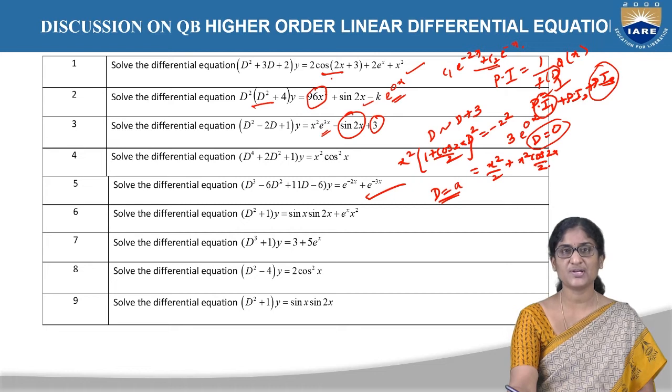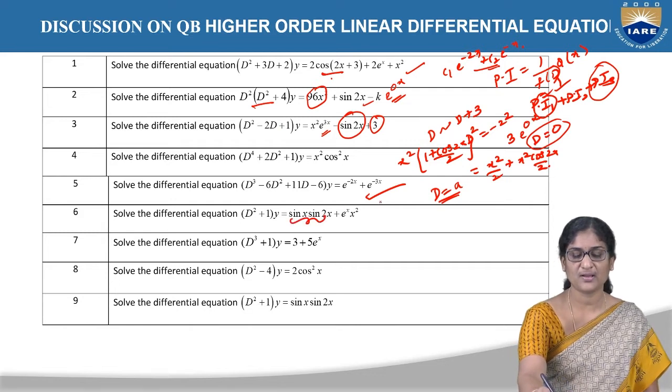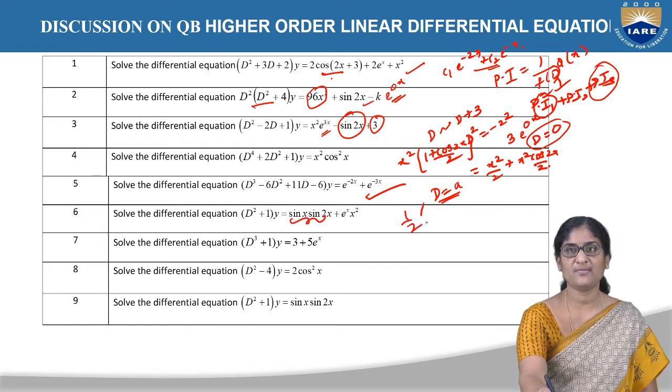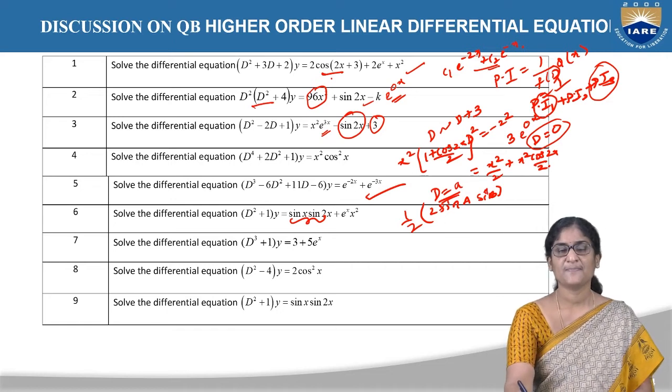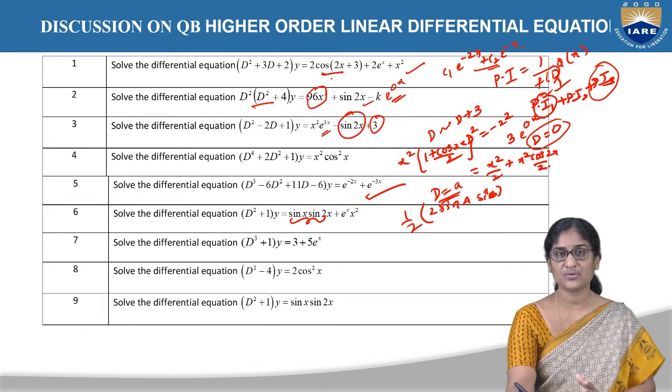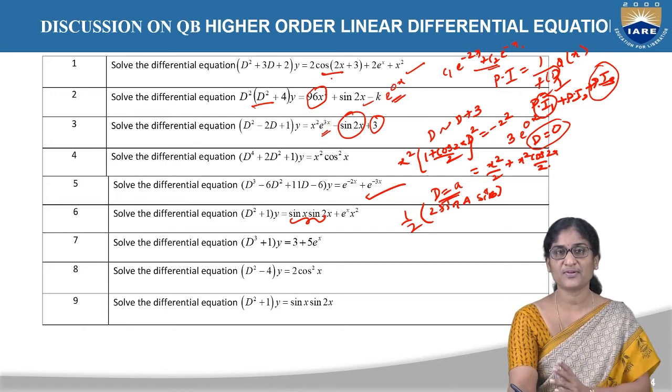Solve the differential equation (D squared plus 1) y is equal to sin x sin 2x. Here we use the trigonometrical transformation: multiply and divide by 2, and use the formula 2 sin a sin b, which can be written as cos sum plus cos difference. First we have to split it up into two different cos terms.